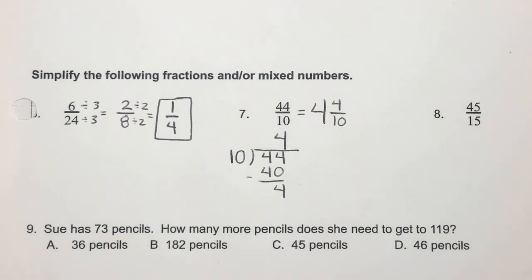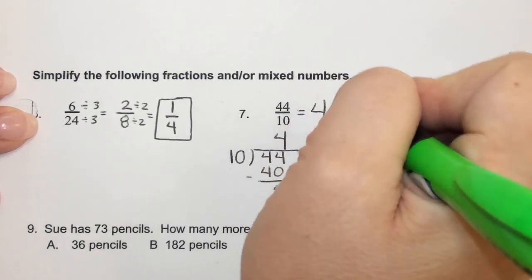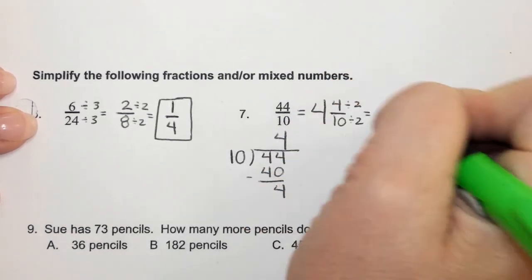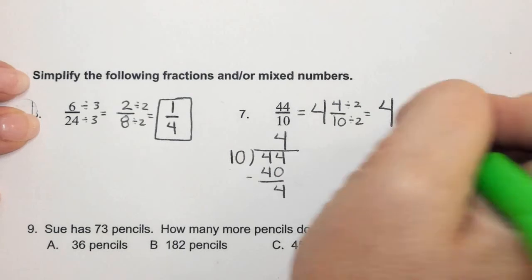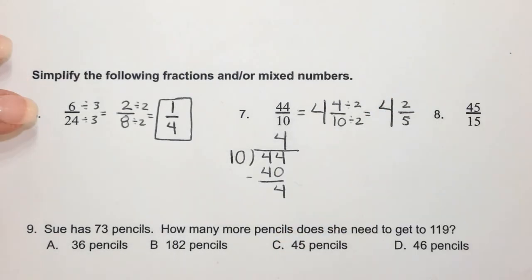So we need our fraction to match Keegan's fraction. What do I need to do still to this fraction? 4 and 10. Noah? Divide it by what number? 2. Okay, my big 4 is still going to stay 4. 4 divided by 2 is 2, and 10 divided by 2 is 5. So now our answer matches, right?